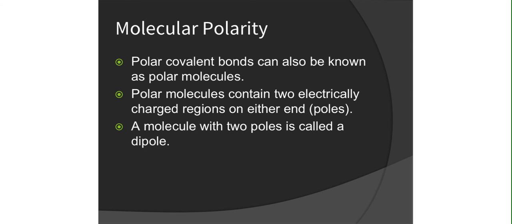The negative end is always going to be towards the more electron-dense atom. So in HF, fluorine was more electronegative, so it's going to be the negative end in comparison to hydrogen, which is the more positive end. Polar molecules contain, like I said, two sides on opposite ends of each other. These are also known as poles, so you can think of the north and the south pole. A molecule with two poles is called a dipole.